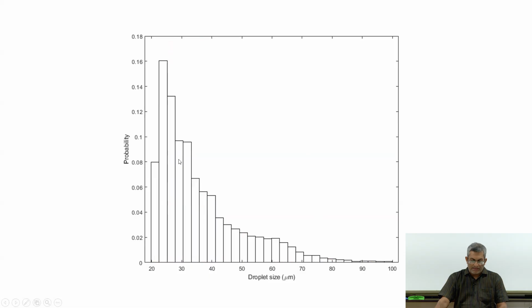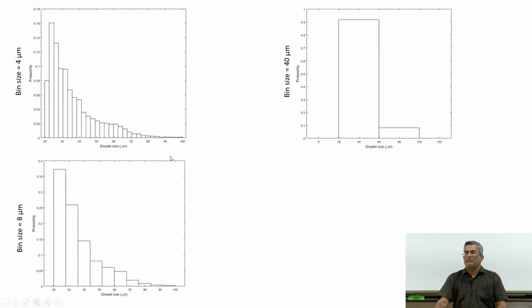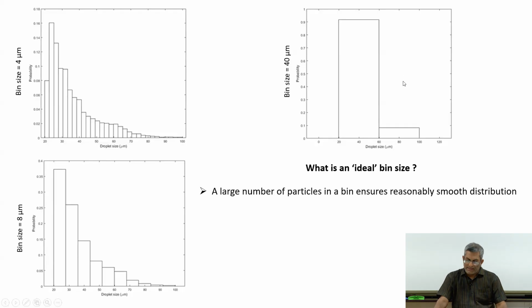But then an interesting question appears. So now I can do this for different bin sizes. So for example, for the data that I had just shown, here I have 4 micron bin size, here 8 micron, here 40 micron. Now the question is, what is an ideal bin size then? So how do you select a bin size? So the bin size should be selected such that we have a large number of particles in a bin, which ensures a reasonably smooth distribution. So what is meant by smooth distribution is that it indicates an appropriate trend.